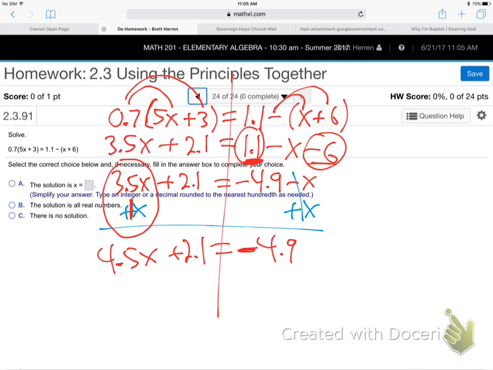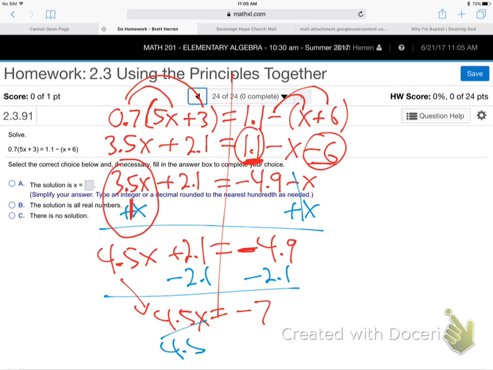You know what to do from here, right? X is going to want to be alone. So subtract the 2.1 from both sides and bring down the 4.5x is minus, what's that, 7? And then last step is always divide. You divide by the identical twin. Same sign, same everything. Divide by 4.5. And so just hit the buttons on your calculator. What is negative 7 divided by 4.5? 1.5? Like just exactly? With the line above it. Oh, 1.5555? Yeah. Oh, thank you. 1.5. Now it wants me to round.